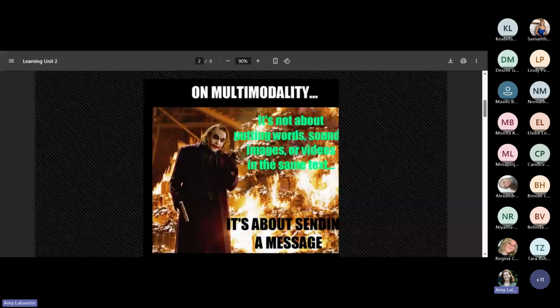The mode is the visual and the written text. So this is a multimodal thing that you are experiencing now, because you've got the visual, you've got the text, and you have me speaking as well.